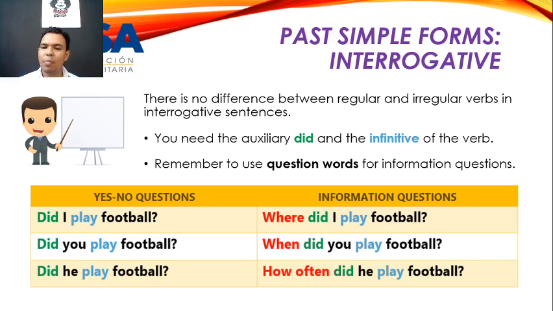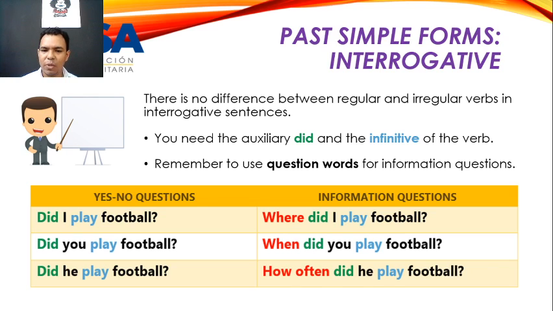So: Where did you play football? Or when did you play football? This question is not a yes/no question. Why? Because you cannot answer yes or no to this question. It's strange: Where did you play football? Yes. It makes no sense. So these types of questions, information questions, need a different answer. They are looking for a piece of information.